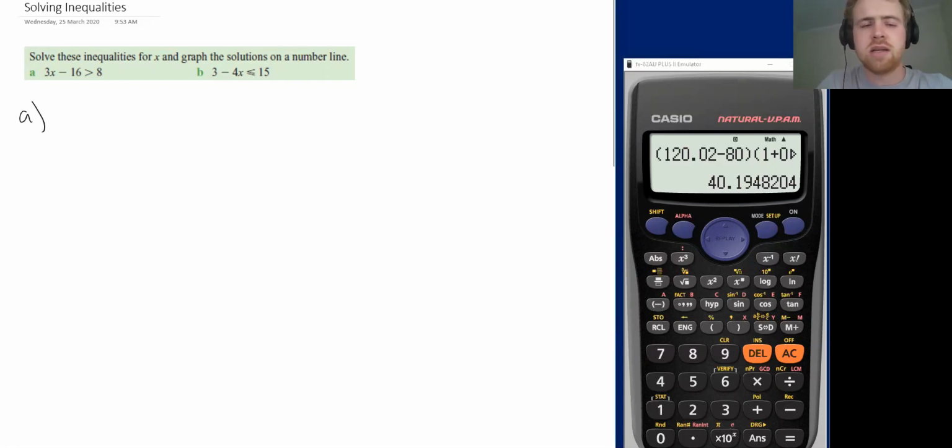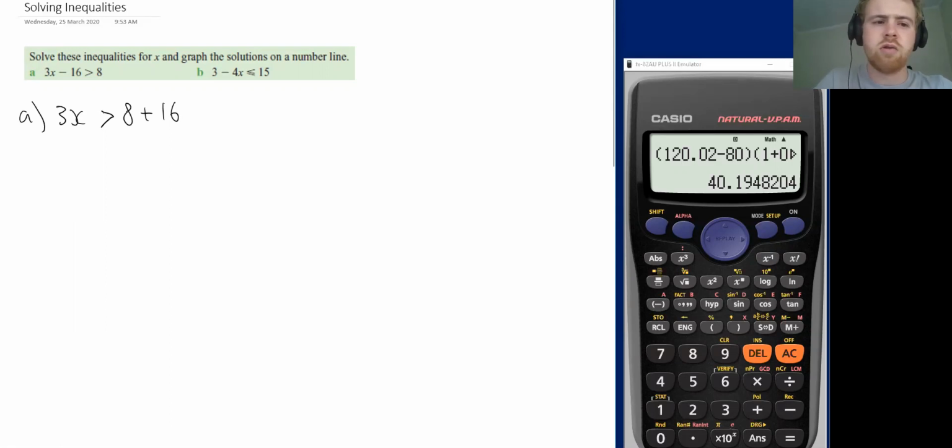3x minus 16 is greater than 8. I can move that 16 across. And it's going to become 3x is greater, make sure you keep it the same sign, 3x is greater than 8 plus 16. I've just moved the 16 over to the other side and I've made it positive, just like you would with an equation.